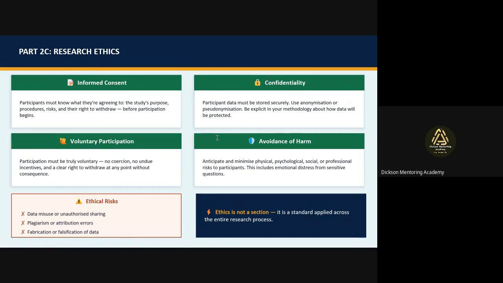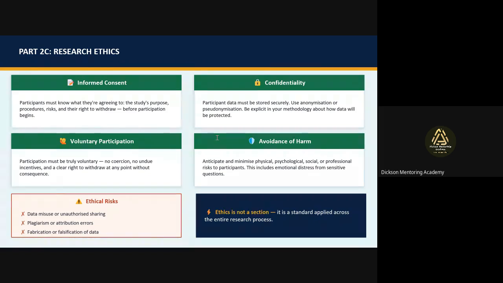So what are the ethical risks we must avoid? Data misuse or unauthorized sharing, plagiarism or attribution errors, falsification, and data fabrication. These are ethical risks we must avoid.